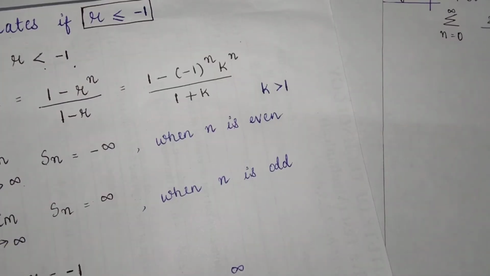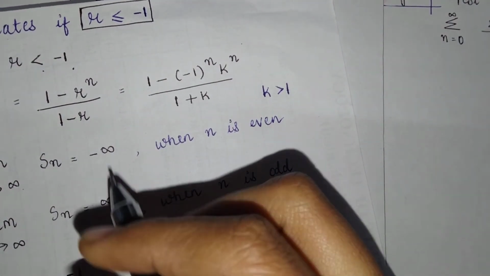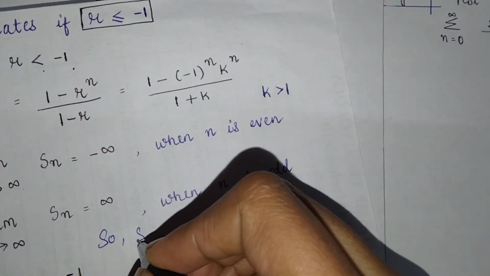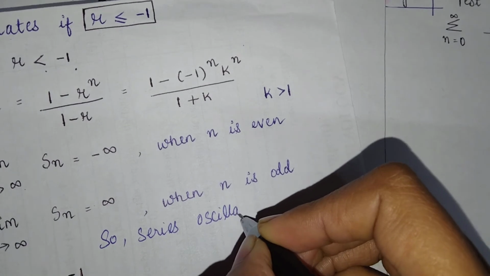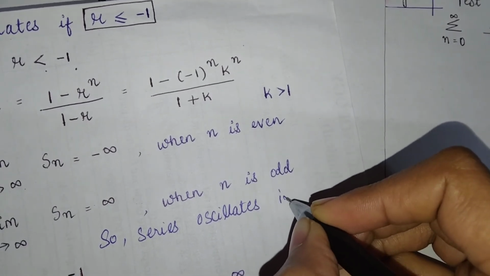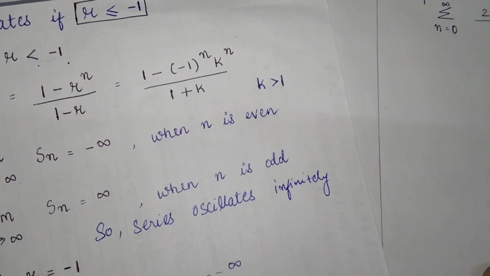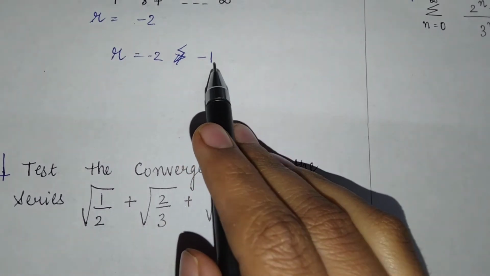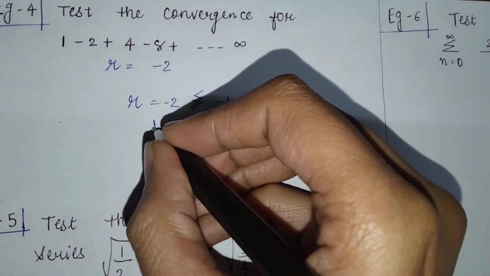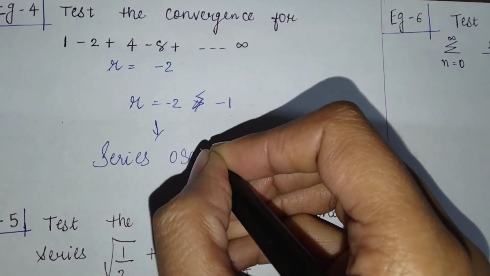whenever r is less than minus 1, then the series oscillates infinitely. Sorry, I forgot to write here. So whenever r is less than minus 1, series oscillates infinitely. Okay, right here that series oscillates infinitely. And as we got minus 2, which is less than minus 1, the answer of this question will be that the series oscillates infinitely. Okay?